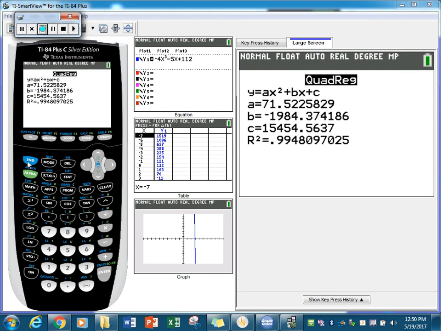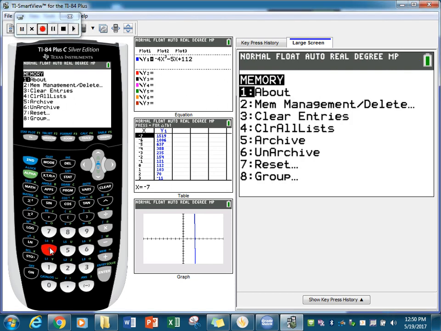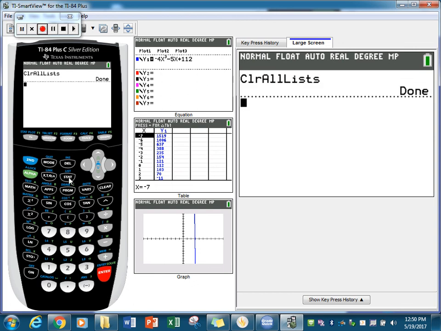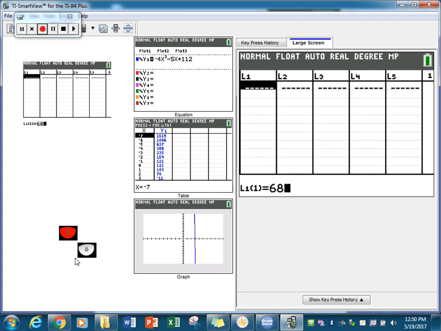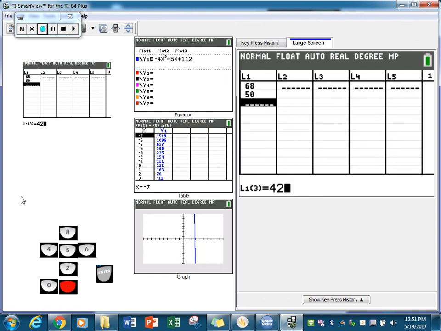We're going to clear what's in here. Second plus 4, enter. Stat, enter. And then we're going to start typing it in. 68.0. Oh, where did that go? I don't know why it looks like that. 50. 42.8. 39.2. 35.6. 32. 23. 14.